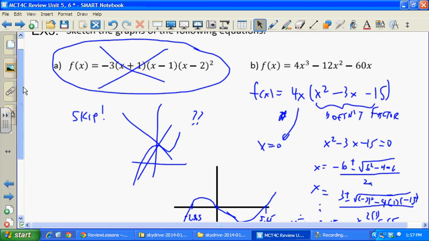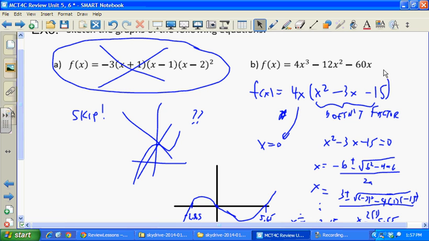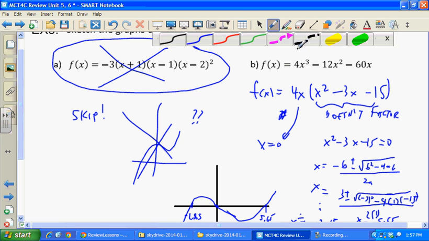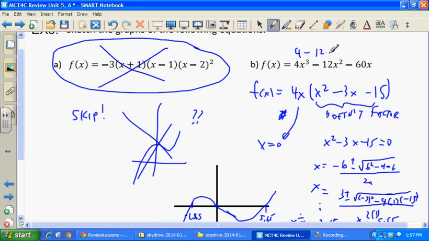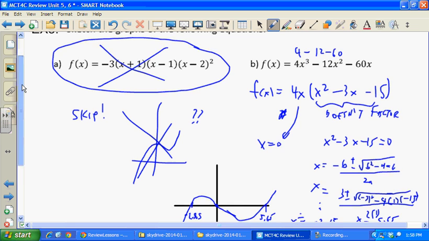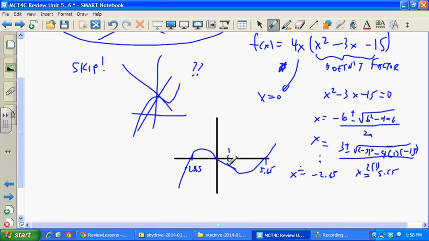So you put in x is 1 and calculate what that would be. x is 1 would be 4 minus 12 minus 60, which is negative 68. That's negative 68 way down there. Okay, that's supposed to be an arrow. (1, negative 68). And that's it. There's the sketch.